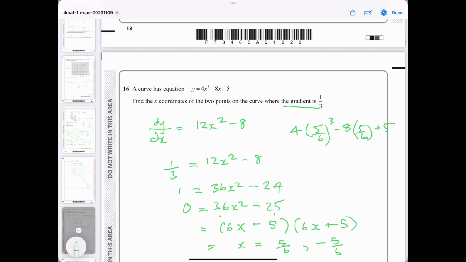5/6 times 4, minus 8. Oh no, delete. Minus 5. I'm not sure this is going to look right after all this. I might stop for a minute and then come back to this.